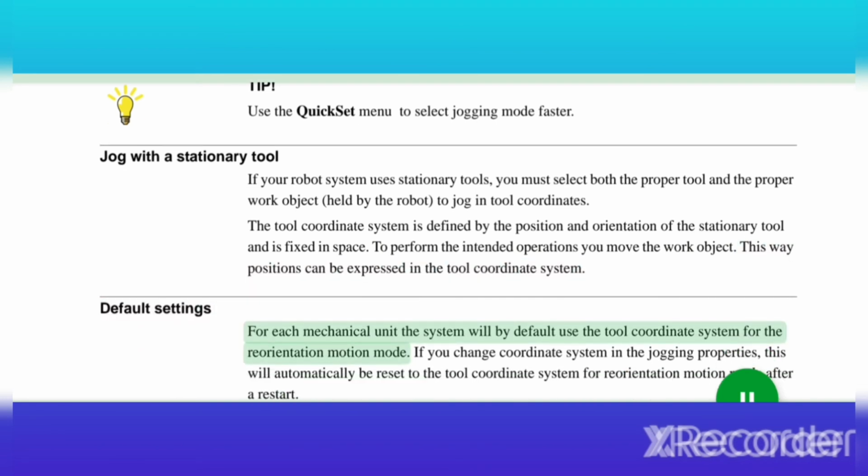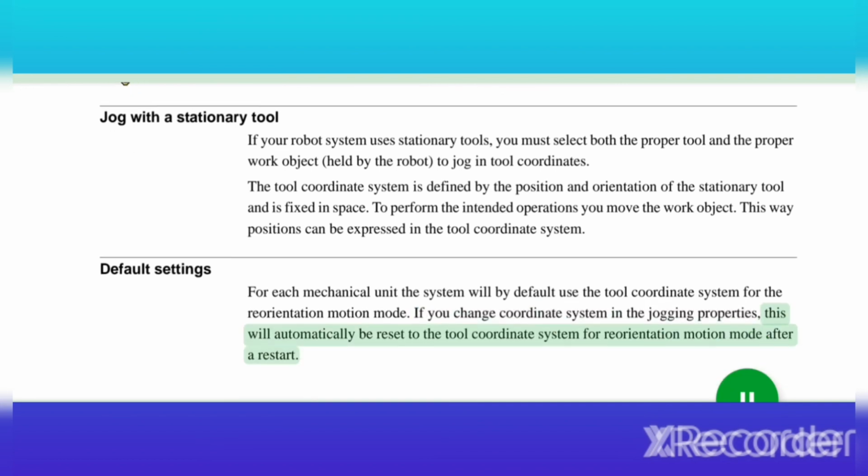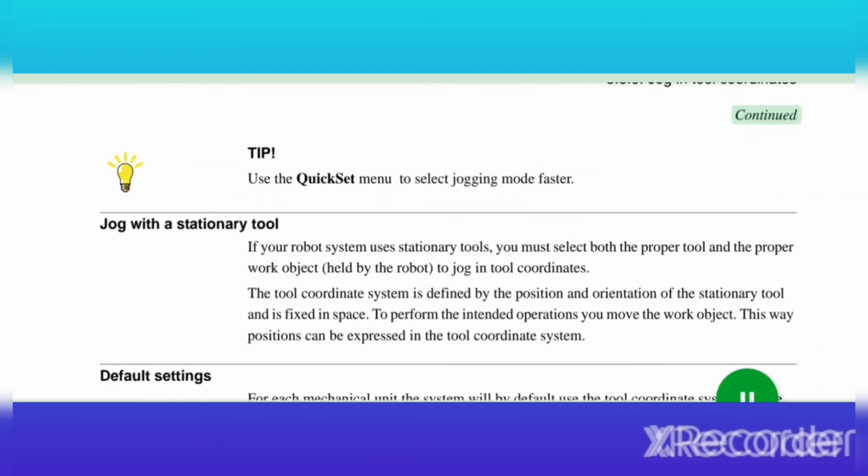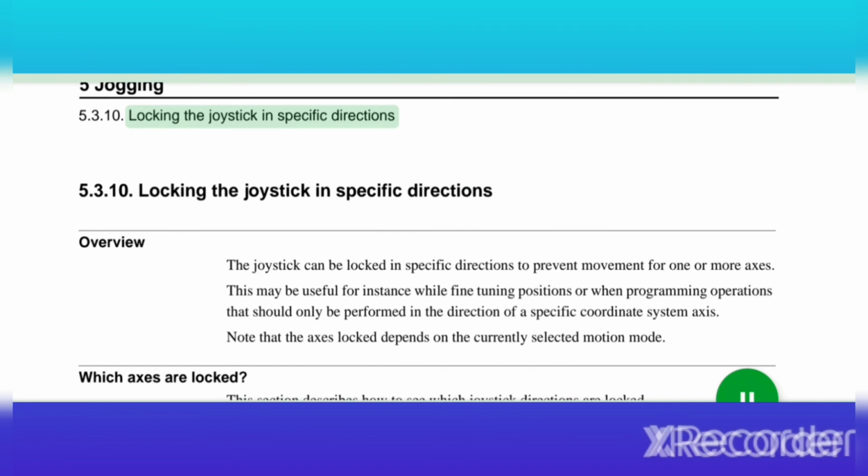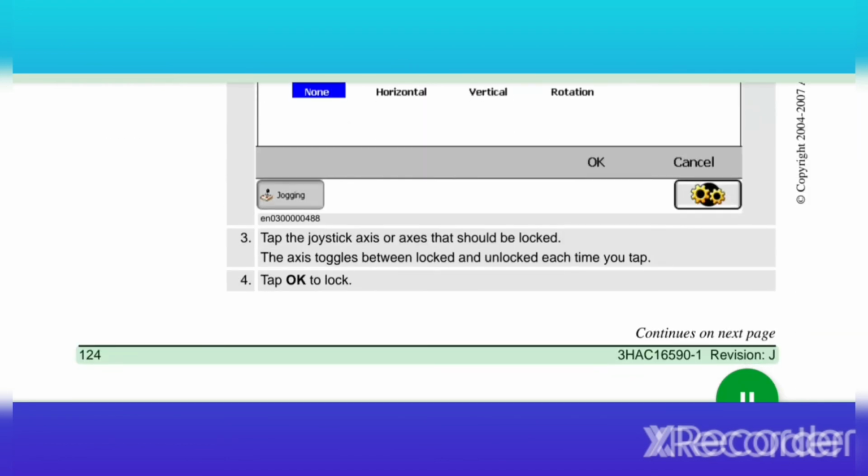Default settings. For each mechanical unit, the system will by default use the tool coordinate system for the reorientation motion mode. If you change coordinate system in the jogging properties, this will automatically be reset to the tool coordinate system for reorientation motion mode after a restart. Continued. 5 Jogging. 5.3.10. Locking the joystick in specific directions.